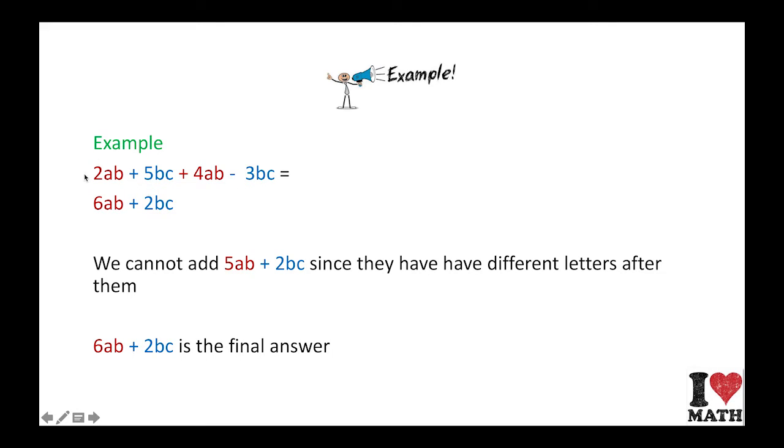So what we can do, we can add 2ab plus 4ab, which will make it down here 6ab. And then we can add 5bc minus 3bc, because we have the same group of letters, bc here and then bc here. So 5 minus 3, that's going to give us 2. And then we're going to drag the bc down here. What we cannot do is add 6ab plus 2bc because they have different letters. See, ab and then bc, they're quite different. So the final answer is going to be 6ab plus 2bc.